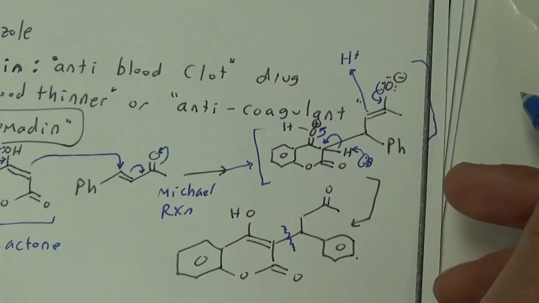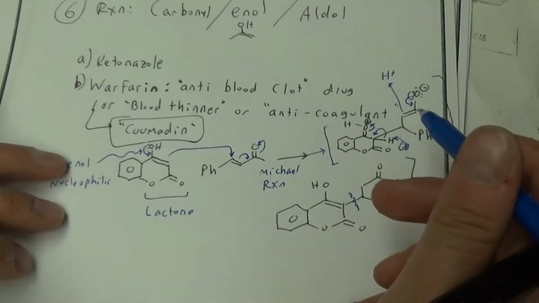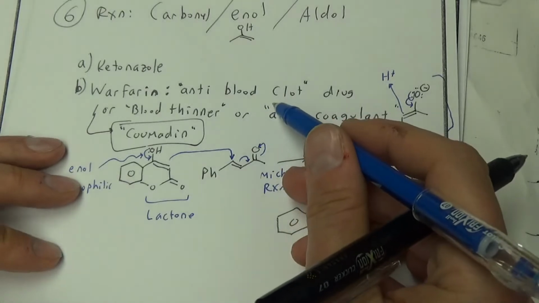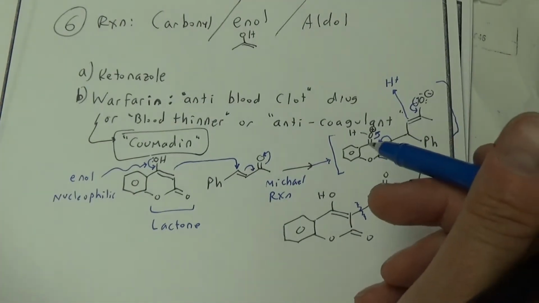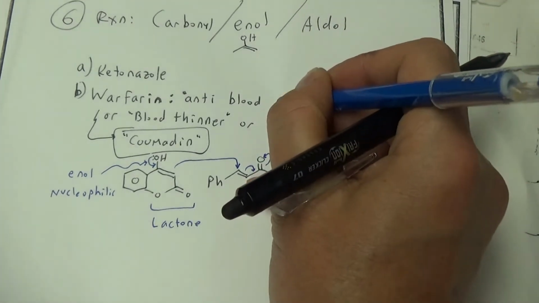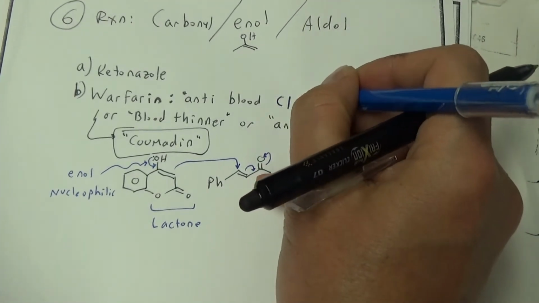Okay, all right. So now we have warfarin, and what does it do, biochemically, to cause anti-blood clot behavior, as a pharmaceutical? How does it do that?